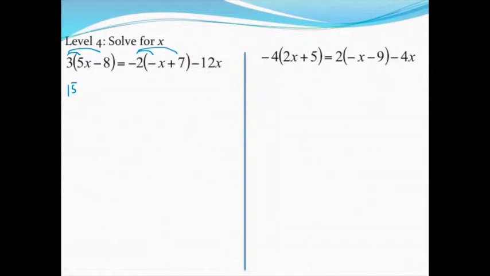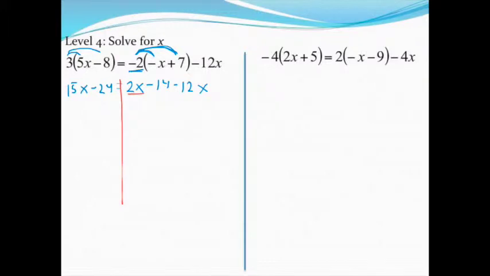So let's go ahead and distribute what we have. Be careful right here that you're distributing a -2 when you multiply, so -2 times -x is a +2x, and then -2 times +7 is -14, or plus -14, minus 12x. Next step, I'm going to switch colors. I want to go ahead and combine any like terms I have on the same side of the equation.